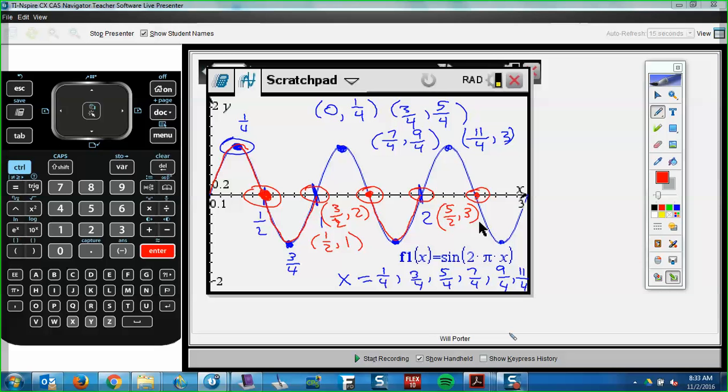They got a mistake here. They only have 1/2, 3 halves, and 5 halves, which are the places where it's switched, which is those. But these are inflection points too, right? For sure, right? Concavity's changing there, right? So they missed those. There are some mistakes in this book, but that's definitely one right there.